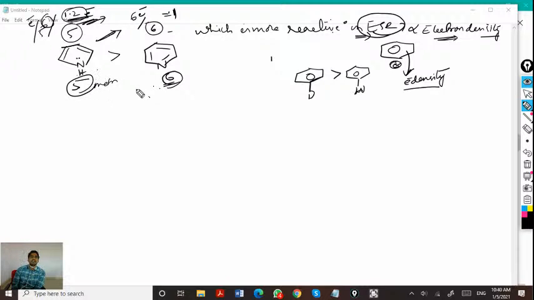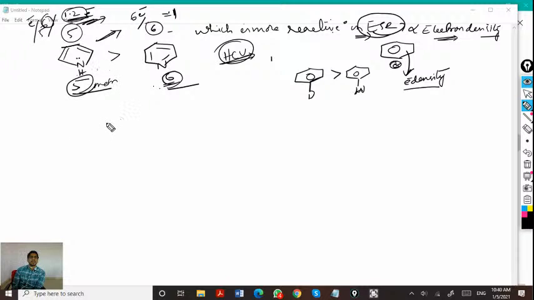This question has been asked in the HCU very repeatedly. The question may be different, but based on the same concept. It has been asked many times. So 5-membered rings are more reactive than 6-membered rings, because of more electron density.